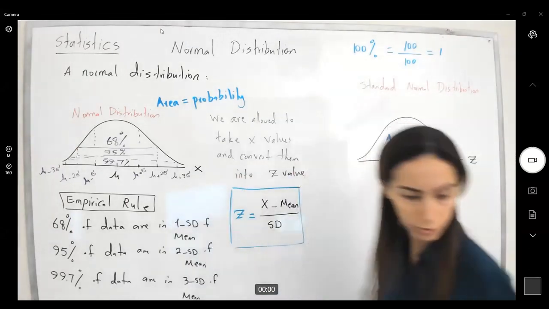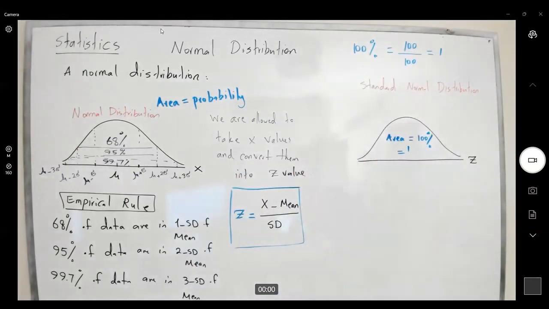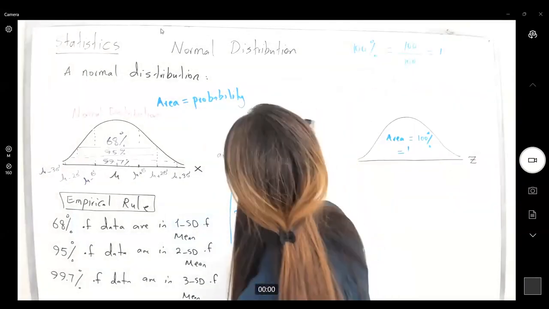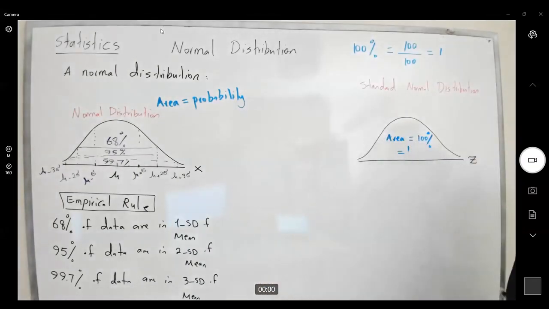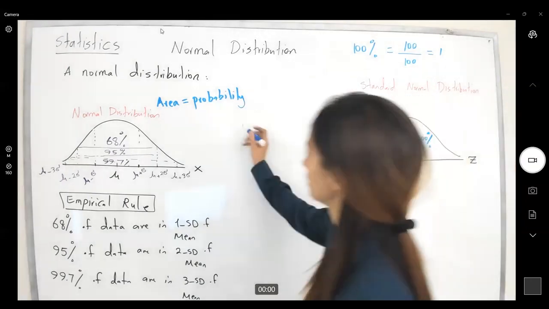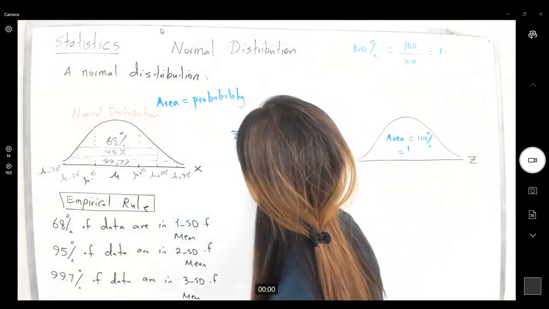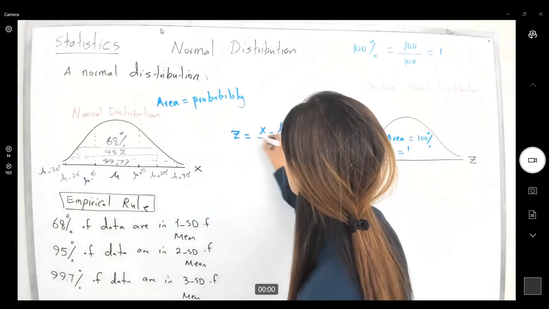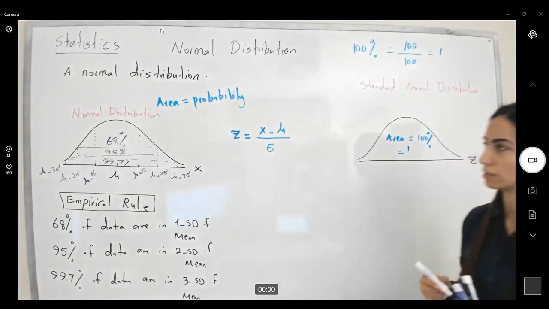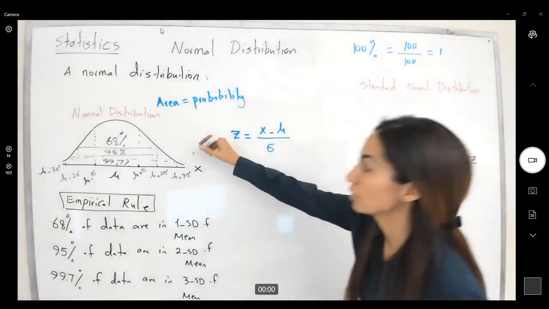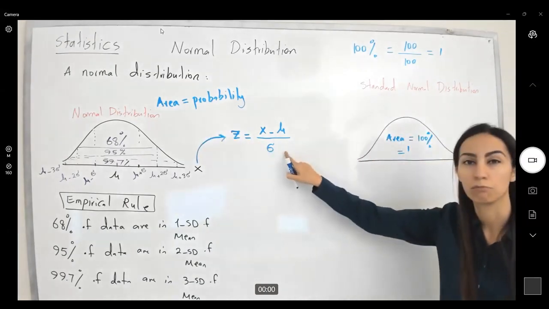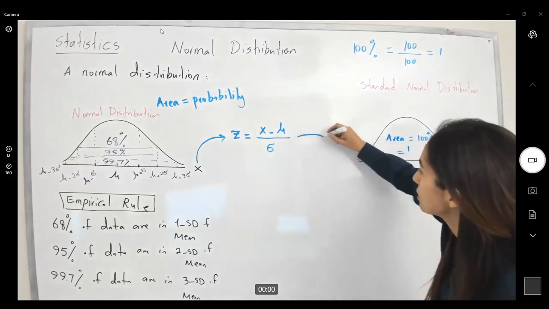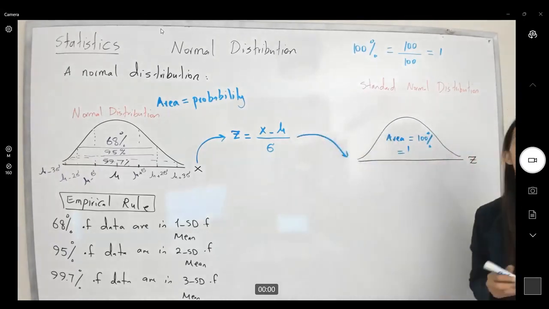So what are we going to do? We're going to convert each of these into z values using the formula. Remember that z is equal to x minus the mean divided by the standard deviation. This is a machine. You're going to take x values and plug them into this machine. This machine converts x values into z values.